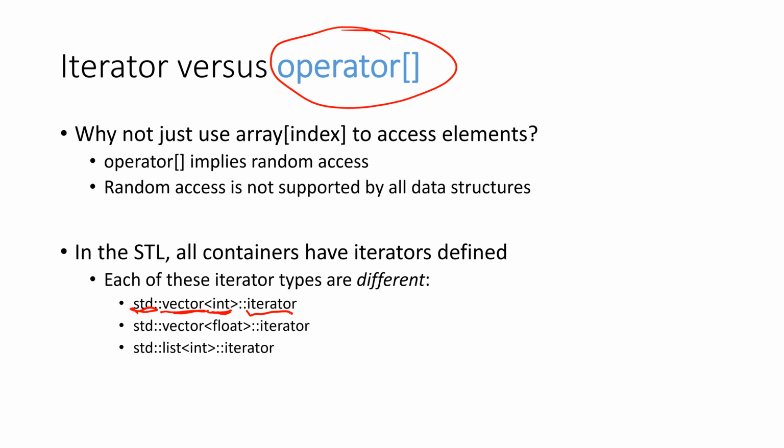If I wanted a vector of floating point numbers, I would change my iterator declaration a little, to the iterator for a vector of floats. And if I had a list, it would change a little bit as well. I'd say in the standard library, list of integers, and I want the iterator that goes with the list of integers. So the type declarations for these are a little bit long, but you've got to get the right kind of iterator.